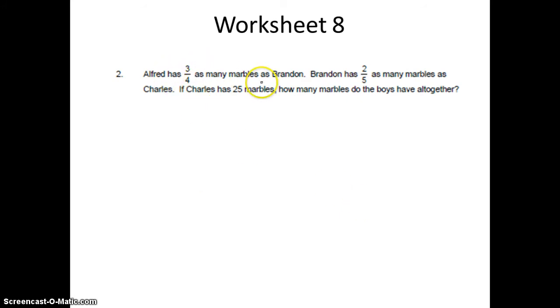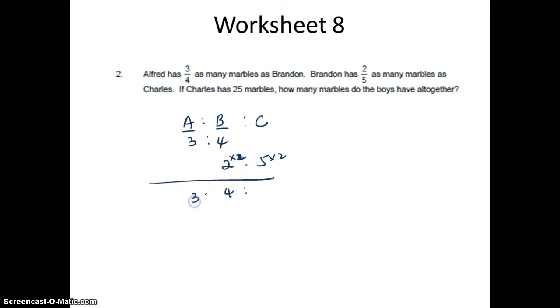Alfred has 3/4 as many marbles as Brandon. So Alfred is to Brandon, 3 is to 4. Brandon has 2/5 as many as Charles. 2 is to 5. Brandon must be the same. Times 2. 2 times 2 is 4. So Brandon has 4. Alfred has 3 and Charles has 10. If Charles has 25 marbles, so 10 unit, 25 marbles.